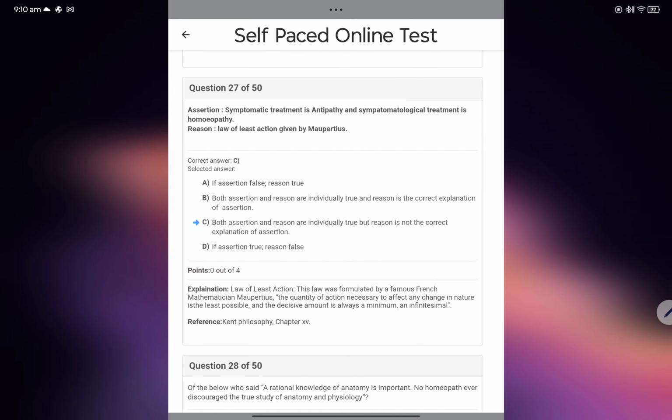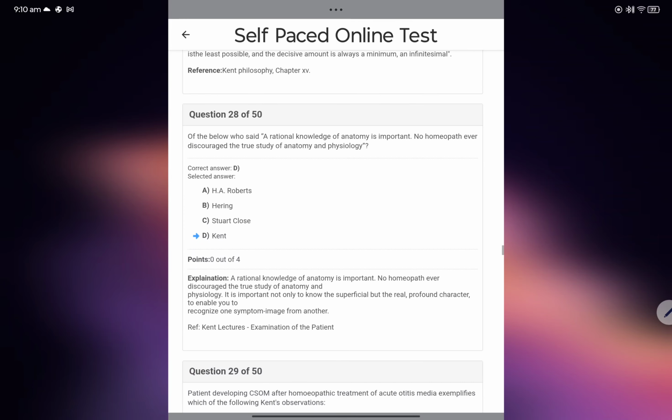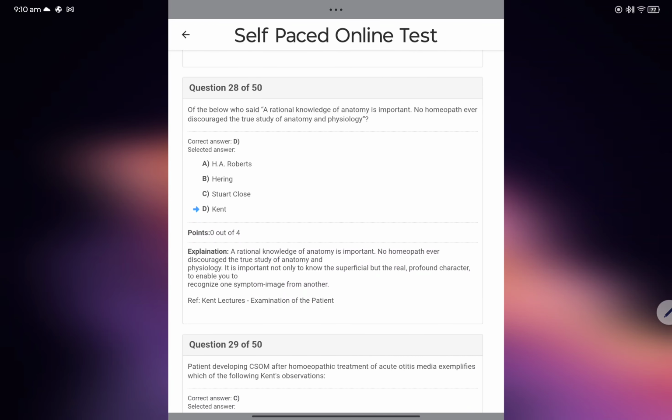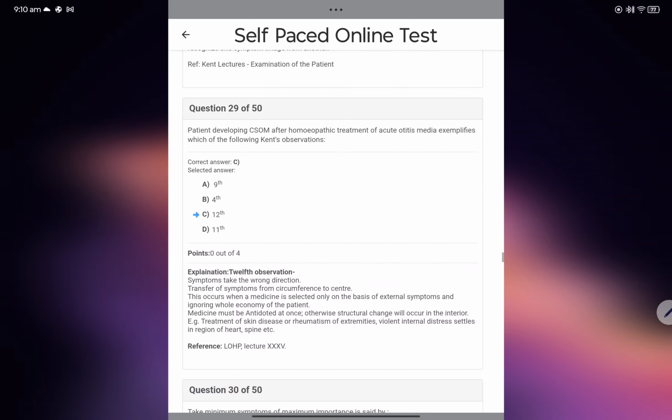Next question, symptomatic treatment. Okay, this is repeated. Next question, who said a rational knowledge of anatomy is important? No homeopath ever discouraged the true study of anatomy and physiology. The answer is Dr. J. T. Kent, James Tyler Kent.